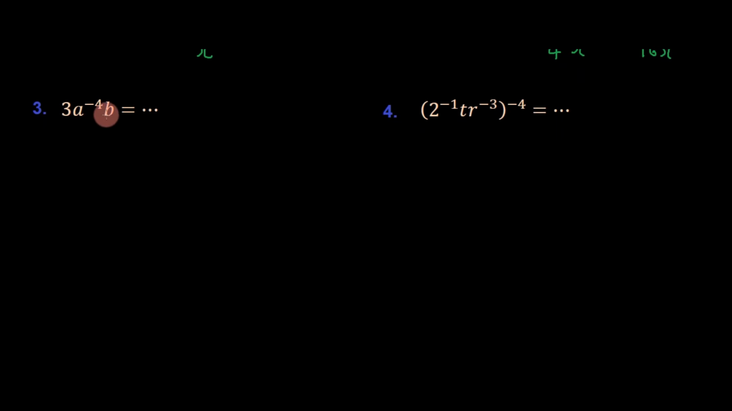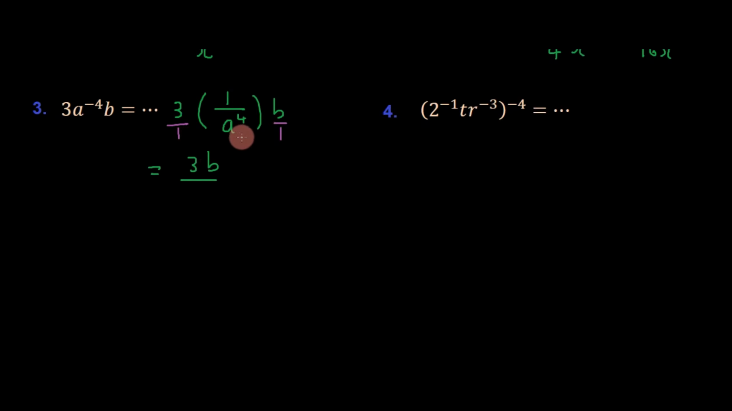In this question, once again the power of -4 applies only to the a. So we can write this 3 times 1 over a to the 4, in other words to the +4, using law 6. And it's still times b as well. Both the 3 and the b can be written over 1. So now we just multiply the numerators. 3 times 1 times b is 3b.